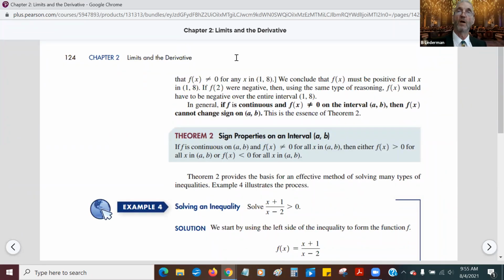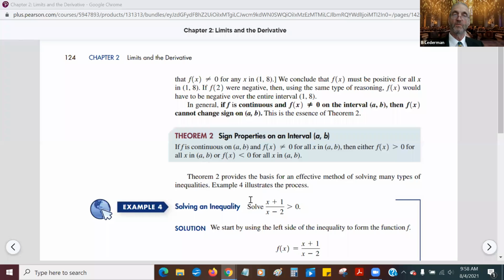Now, sign properties, because if you have property, you may as well put a sign up. Theorem 2 here is basic. It's kind of common sense. If f is a continuous function on this interval AB, and f of x never equals 0, that means it's either all going to be above 0 or all going to be below 0, because if it's continuous and it never equals 0, it can never cross 0, and that's basically what we're saying here. And this actually helps solving many types of inequalities.